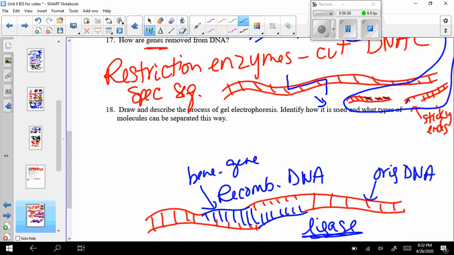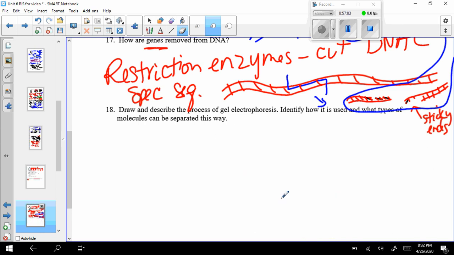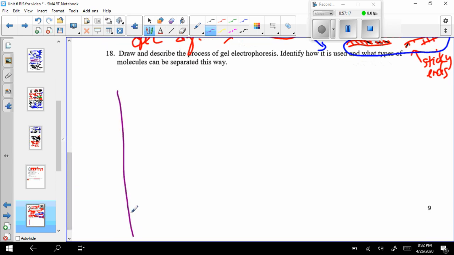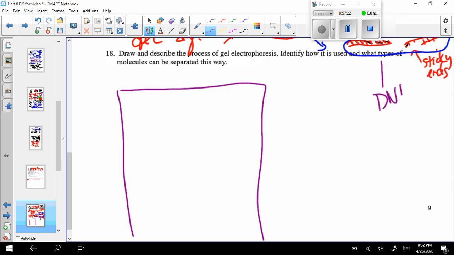All right, I'm going to erase this because I really just didn't have enough room for it. And now I need to do question number 18. So question 18 says, draw and describe the process of gel electrophoresis. Identify how it's used and what type of molecules can be separated in this way. So as I'm drawing it, I'm just going to talk about what it's used for. So it is used to separate DNA or RNA or proteins. We did it for DNA when we did it in class, but you really could use it for any of them.